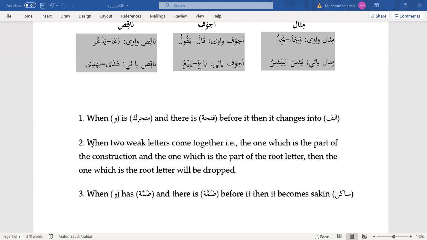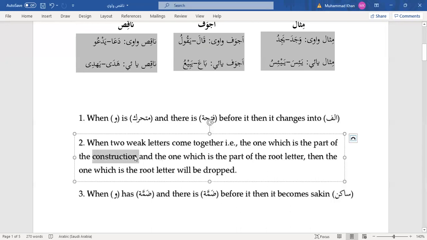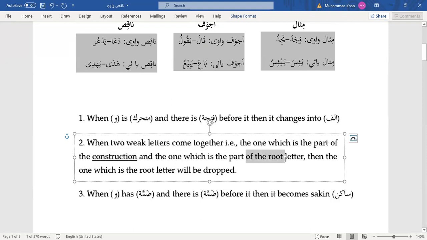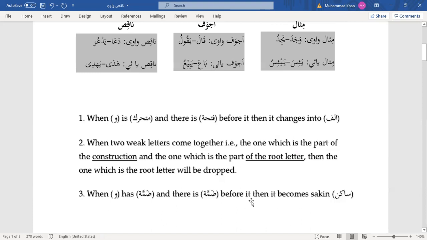The second rule is when two weak letters come together, then the one that is part of the root letters will be dropped, and the one that is part of the construction will not be dropped.